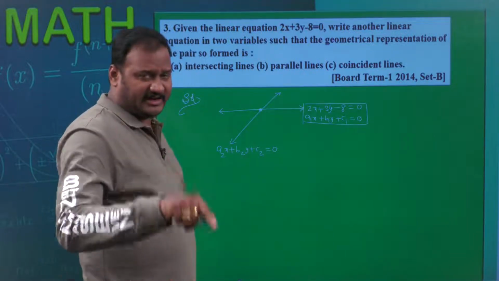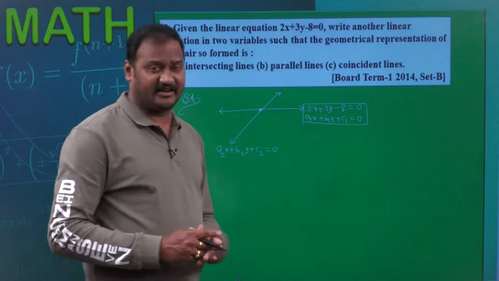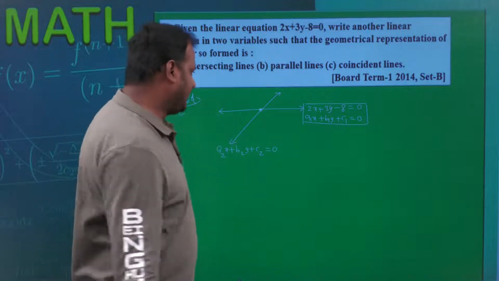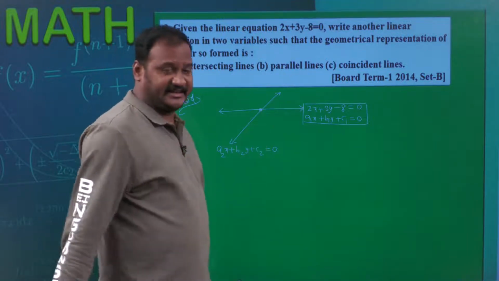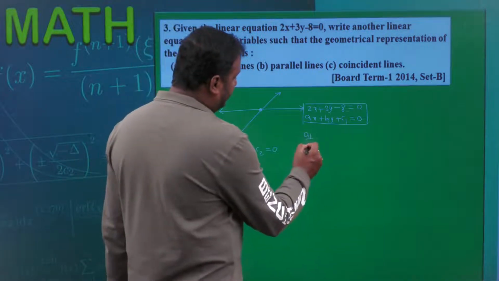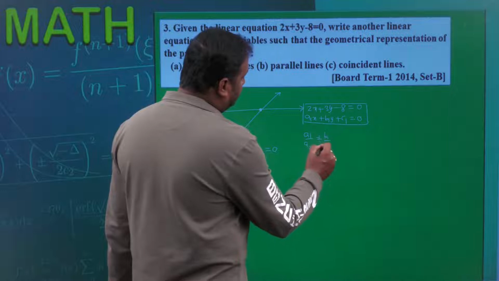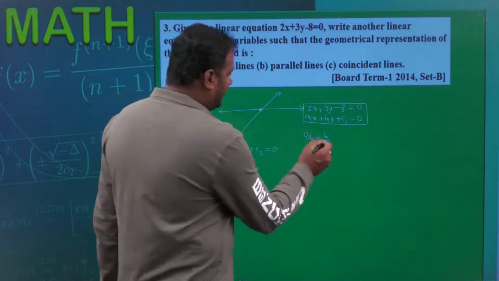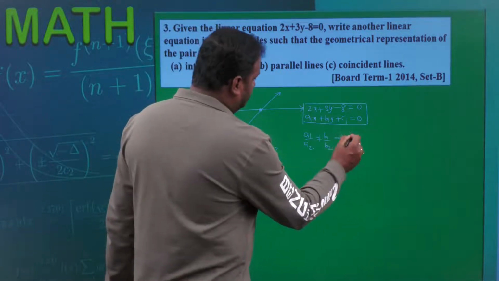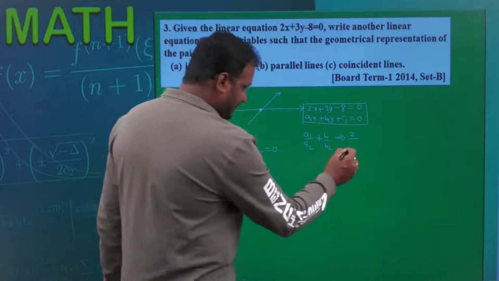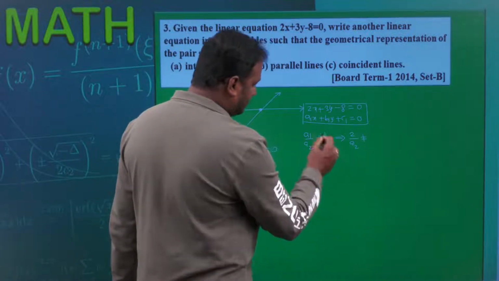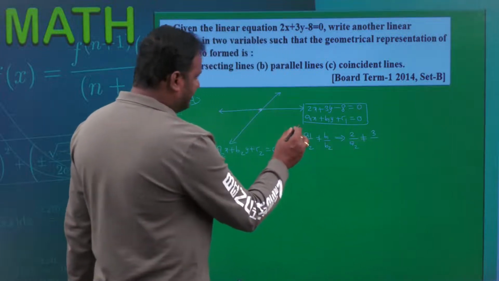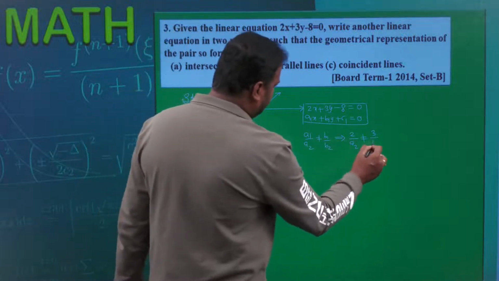But is there only one line which intersects the given line? Not at all. There are infinitely many lines. So out of that, you try to find only one line. And what is the condition for them to be intersecting? a1 by a2 is not equal to b1 by b2, irrespective of c1 by c2. What is a1 here? a1 is equal to 2, divided by a2. I do not know what a2 is. It is not equal to b1 by b2. b1 is equal to 3, divided by b2. I do not know what b2 is also here.